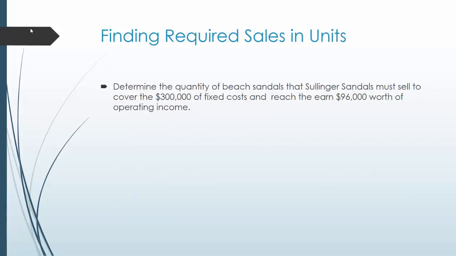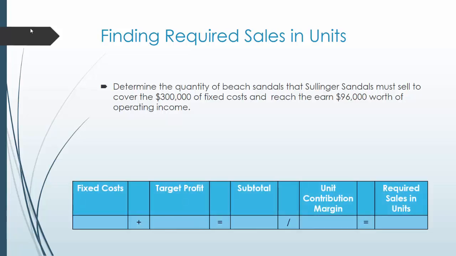We can use that info to find out what our required sales volume is in terms of both units and revenue in order to meet our goals. And our goal is still to cover our $300,000 in fixed costs and have $96,000 of operating income left over. So to figure out our required sales in units, we're going to take our fixed costs, add to it any profit we want to have as our goal, and we're going to divide that by our unit contribution margin to figure out how many pairs of sandals we have to sell.